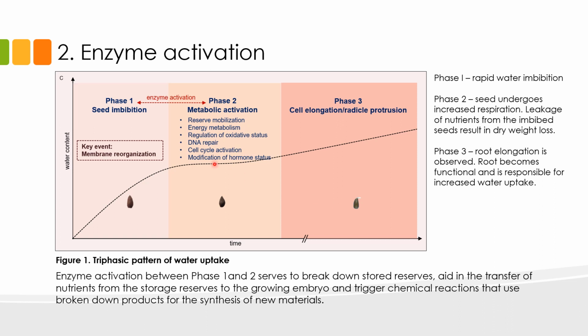Now, sometime between phase 1 and phase 2, enzyme activation occurs. Enzymes are proteins that act as catalysts for chemical reactions. In germinating seeds, enzyme activation serves to break down stored reserves, aid in the transfer of nutrients from the storage reserves to the growing embryo, and trigger chemical reactions that use the broken down products for the synthesis of new materials. All these metabolic processes require water, and that is the reason why we see a leveling off of water uptake in this stage following enzyme activation.